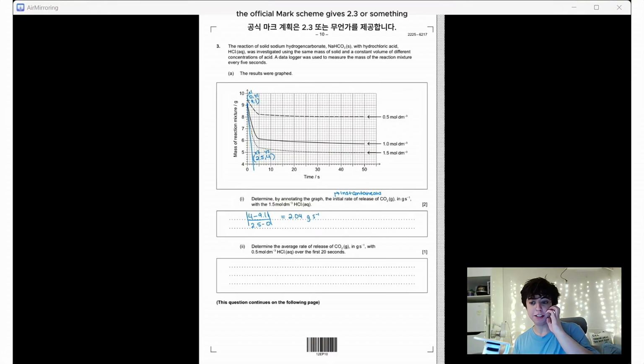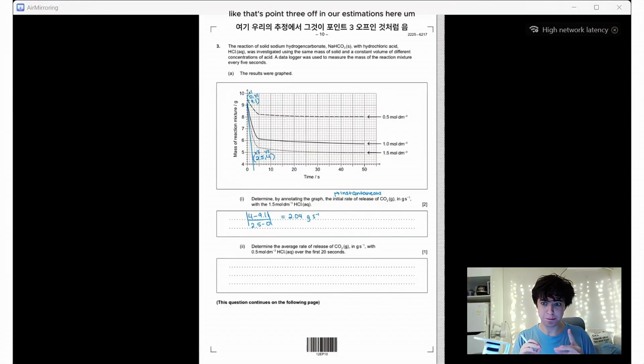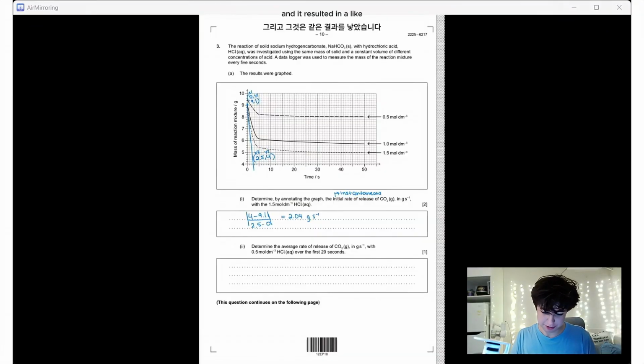The official mark scheme gives 2.3 or something, but it doesn't give a range. And so this is where I'm genuinely unsure of how the IB marked this. On my own, I had taken this myself and gotten like 2.5, I think. And on the mark scheme, it's 2.2, which is an oddly specific number for this really small graph. But if you change 2.5 to 2.2, that's 0.3 off in our estimations here, and it resulted in a 0.5 difference or something. No, 0.2 difference, my bad, sorry.